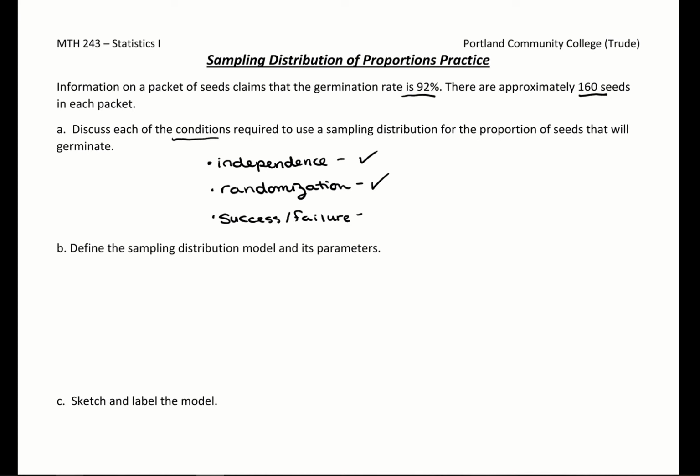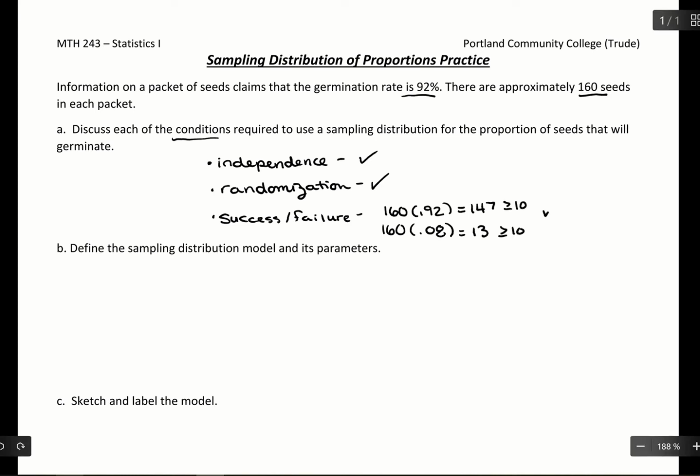Success/failure, we can actually prove. We would take 160 times 0.92 and then 160 times 0.08. We just need to calculate those values, which will give us about 147 here and about 13 here. For checking the success/failure condition, you can round to whole numbers. These values aren't being used for later calculations, so we just need to make sure they're larger than or equal to 10, which they both are, so we can move ahead. Since we pass all three conditions, that tells us that when we make our graph, we're going to have a nice bell-shaped curve.